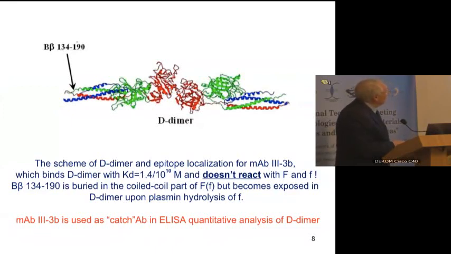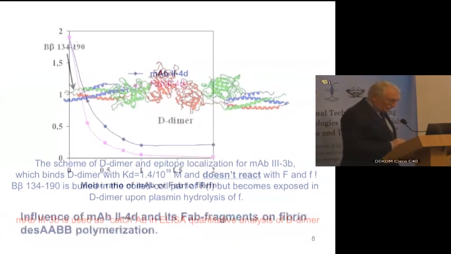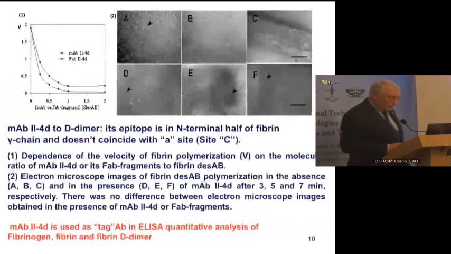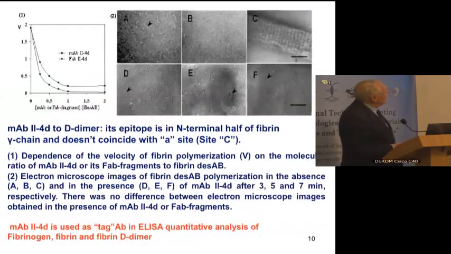So they are unique. And this site is buried in a coiled-coil structure, which appears only at a very specific stage of the fibrin polymerization process. This is just to show you that this monoclonal and other monoclonal antibodies were completely inhibiting the fibrin polymerization process. The first ones were unique in finding a specific stage, but they didn't inhibit fibrin polymerization. These ones were inhibiting fibrin polymerization. And we found a new one, not described before, the so-called site C on the fibrin molecule.